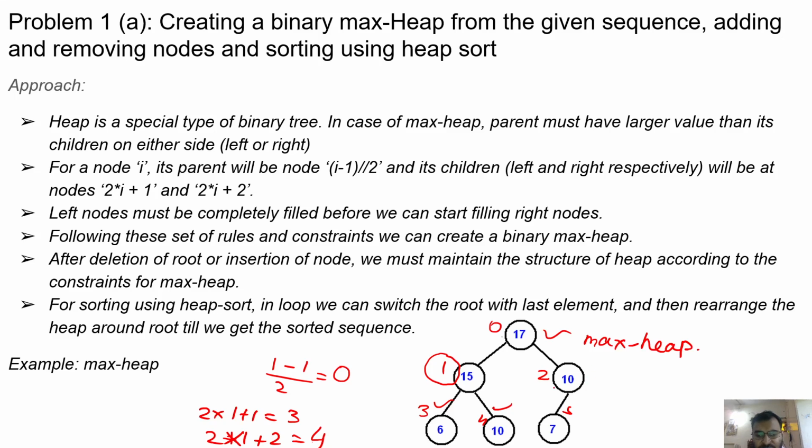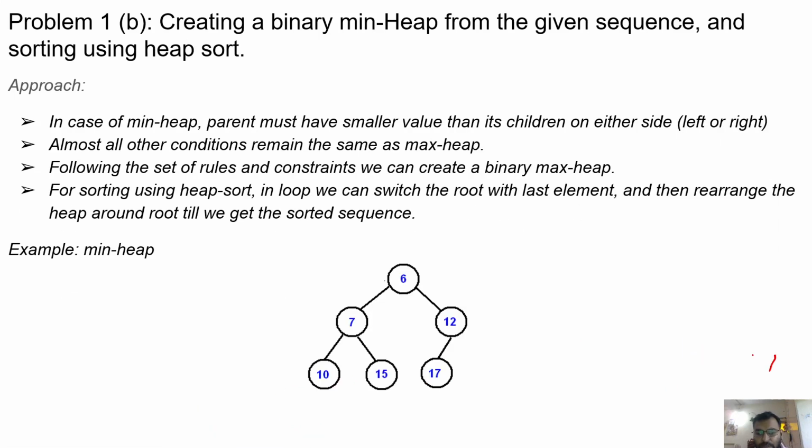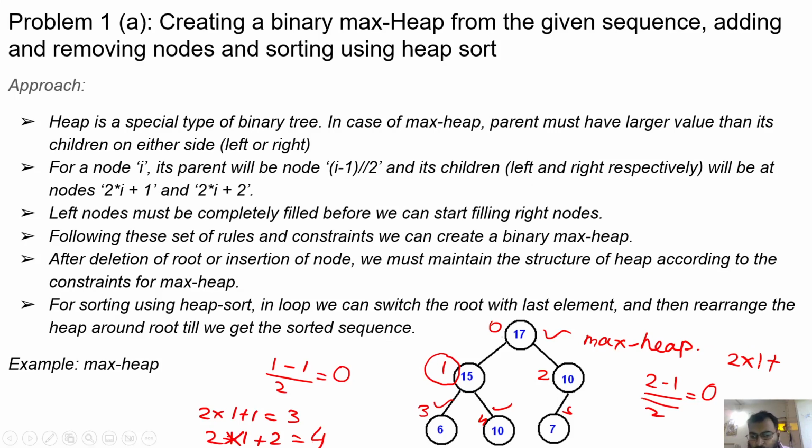Another example is if we take the node with associated value 10. Its parent will be (2 minus 1) floor division 2, so that will be 0. So its parent is 0. And it has only a left child, so that will be 2 into 2, because it's the second node. So 2 into 2 plus 1 will be 5. So its left child is the fifth node, as we can see here.